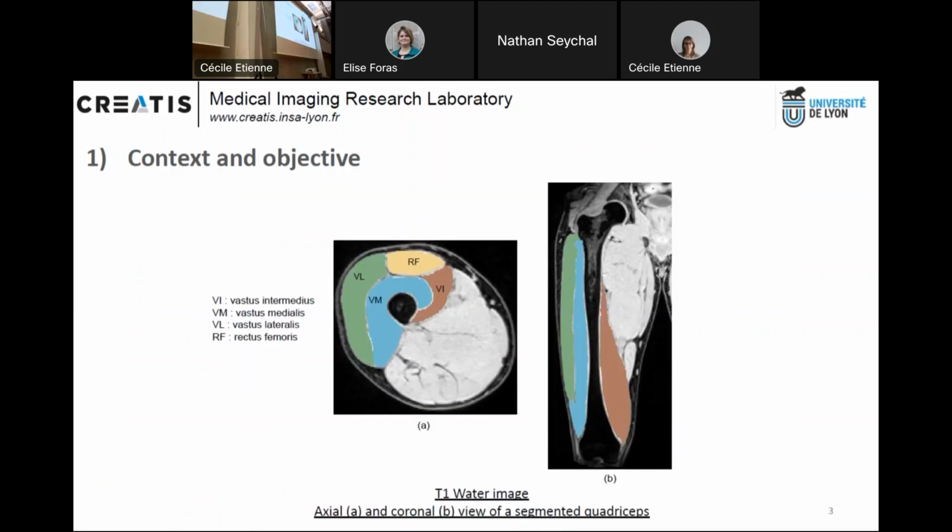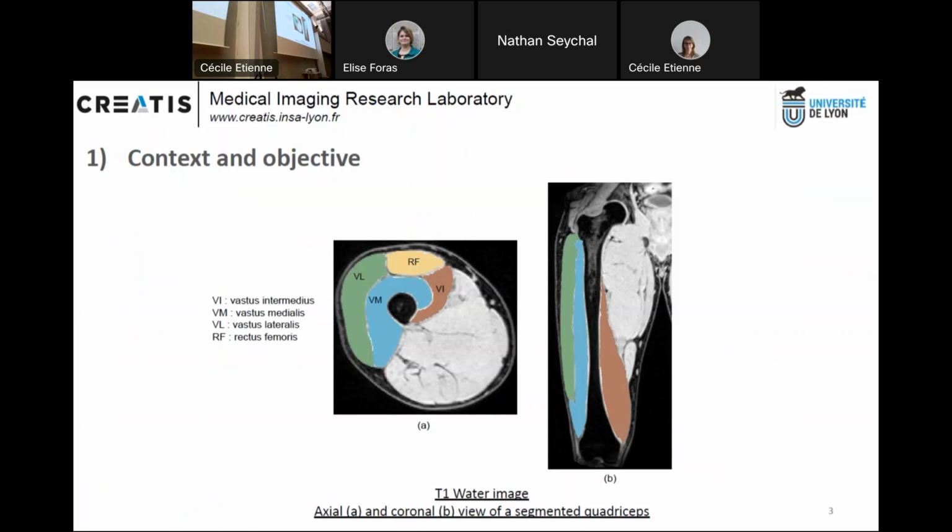During longitudinal studies, it's important to have a segmentation of some tissues, of some volumes. So here you have a segmentation of the quadriceps muscle. However, manually segmenting those volumes is a very tedious task, since you can have like volumes 100 pixels times 100 pixels times 100 pixels, and therefore it's very useful to have an automatic way to segment the muscles.